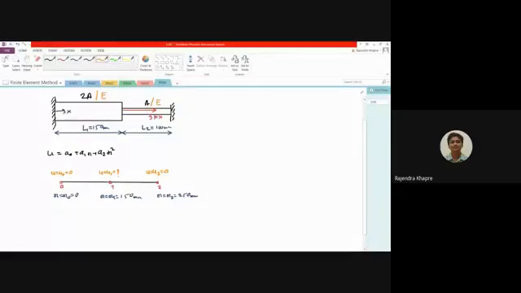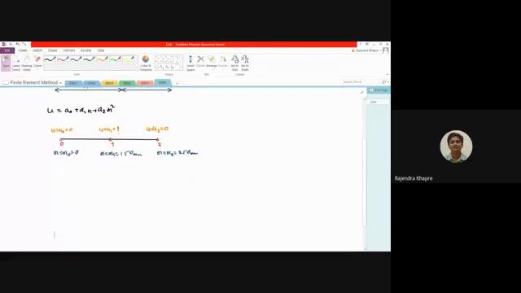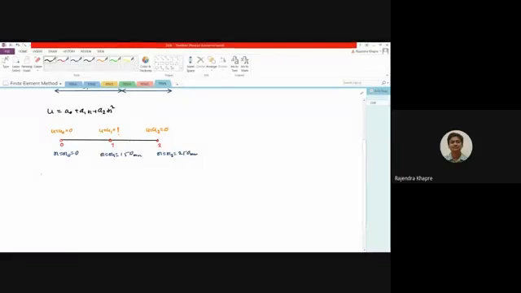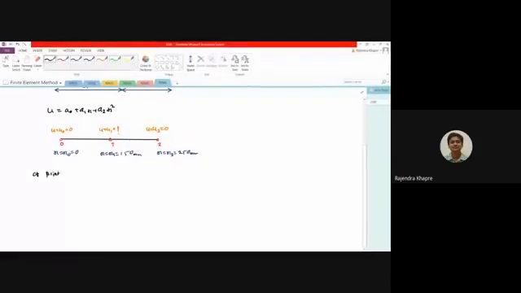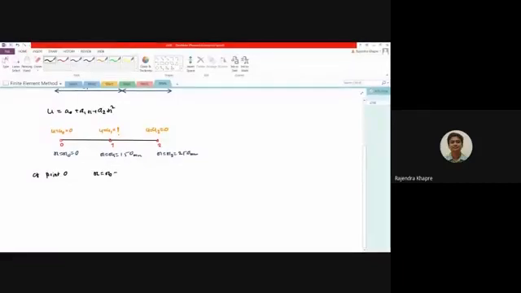So this is the free body diagram, and now we apply the boundary conditions. At point 0, x will be called x0, its numerical value is 0. At the same time, u will be called u0, its numerical value is 0.